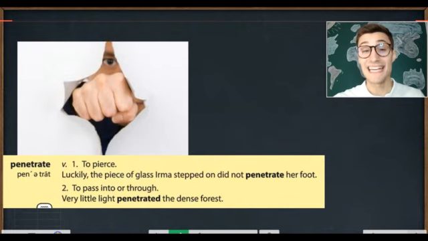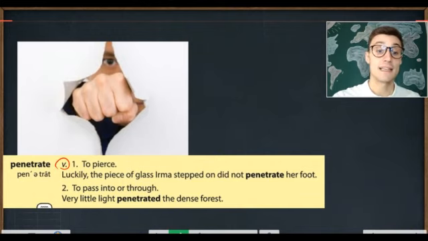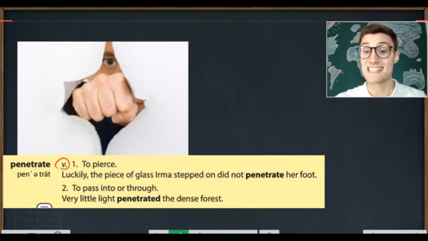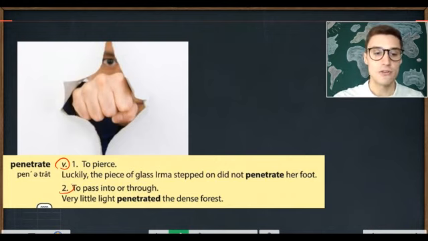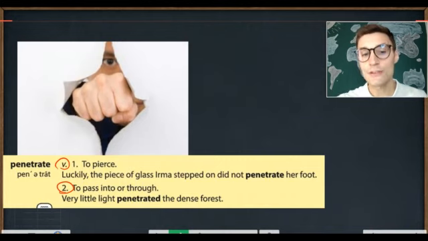The next word is penetrate. To penetrate is to pierce. Luckily, the piece of glass Irma stepped on did not penetrate her foot, so it did not pierce her foot or her skin.